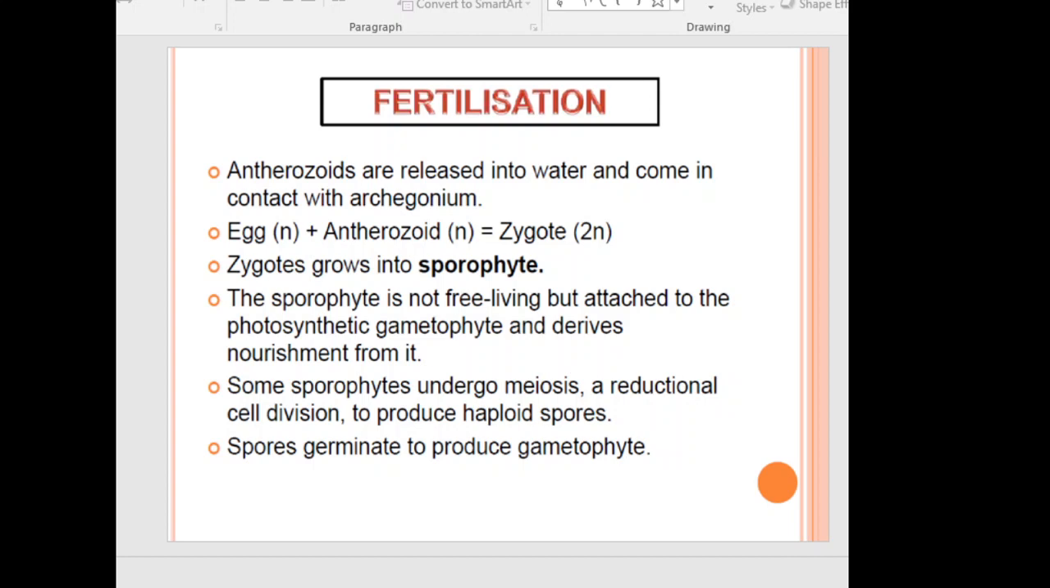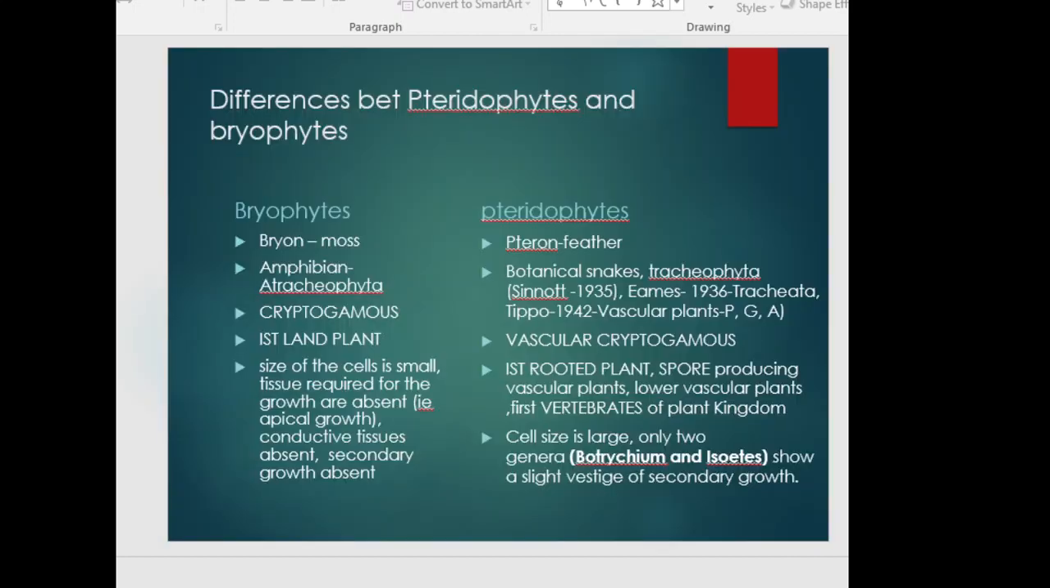The sporophyte, I already told you, is dependent upon the gametophyte. The sporophyte is not free living but attached to the photosynthetic gametophyte, and all nutrition is derived from it. Some sporophyte cells undergo meiosis or reductional cell division to produce haploid spores, and the spores germinate to produce the gametophyte. So this is all about the general characteristics of the bryophyta.